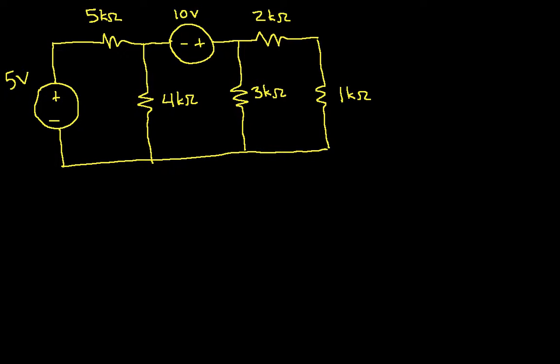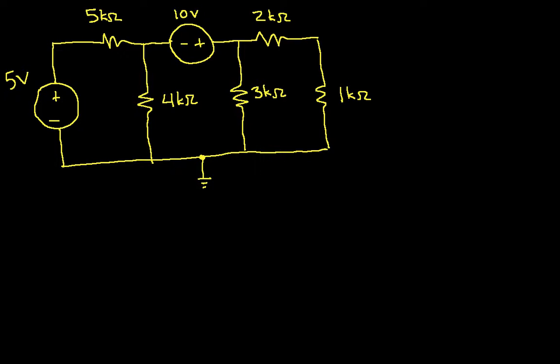So let's go ahead. This is our circuit, and our goal for this circuit is to find all of the node voltages. And so we'll start just by following the set of instructions that we have for doing nodal analysis. The first thing is to define a reference node, and again we'll choose this node at the bottom.